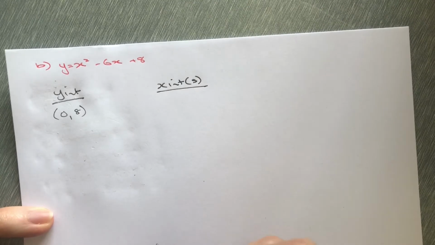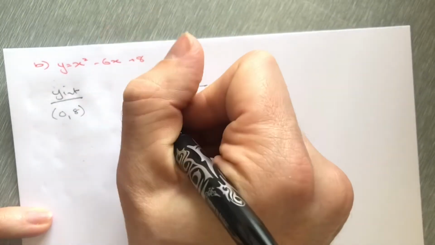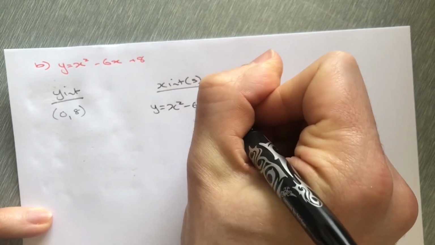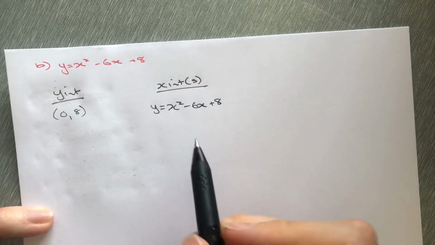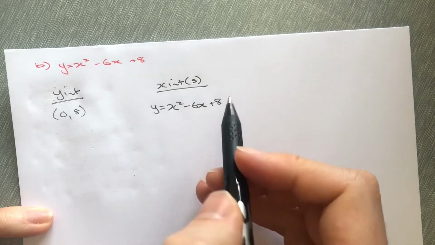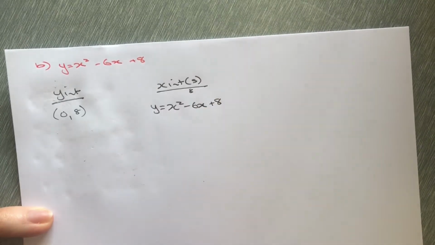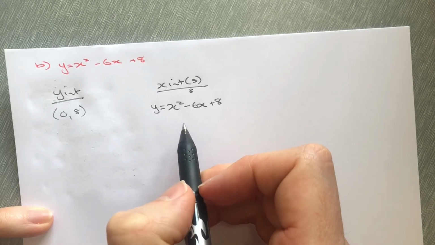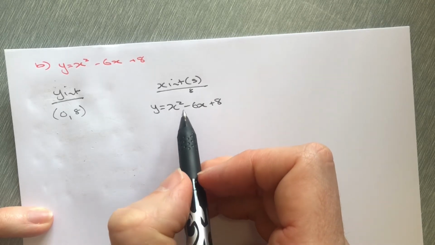Okay, now to find our x-intercepts, we need to factorize and then make y equals 0. So let's factorize first. So we'll start with our rule. We want to factorize. So the factors of a times c, so the factors of 8 that add to make minus 6. Minus 2 times minus 4 gives us 8.